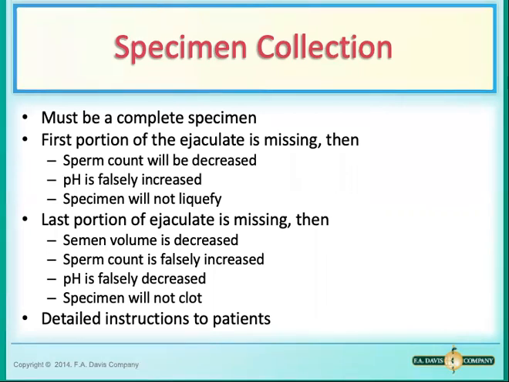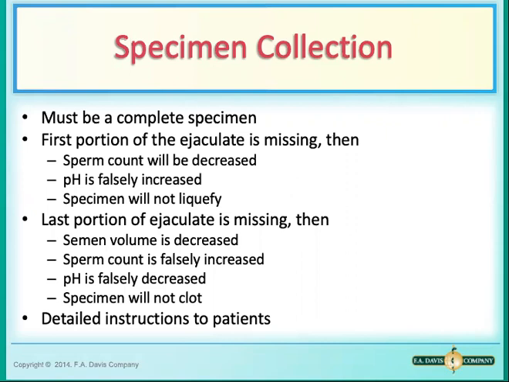The pH will be falsely increased, and the specimen will not liquefy. Likewise, when a part of the last portion of the ejaculate is missing, the semen volume is decreased, the sperm count is falsely increased, and the pH is falsely decreased. And on top of all of that, the specimen will not clot.